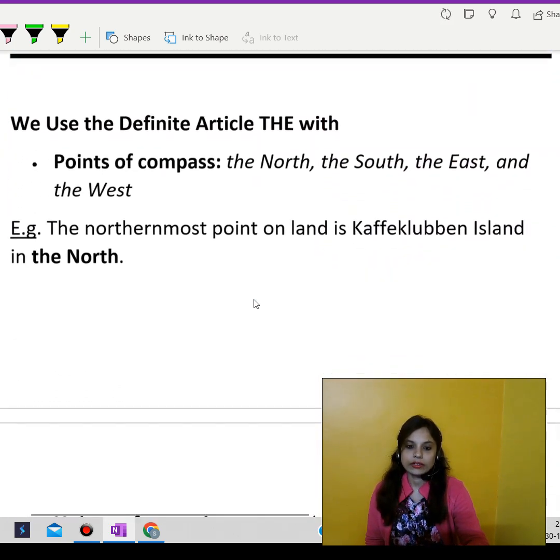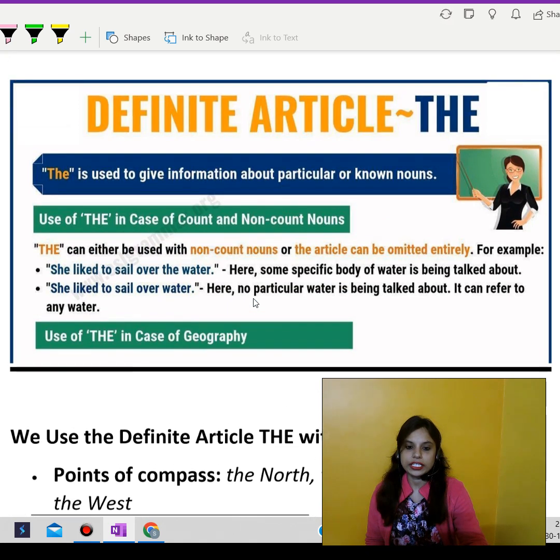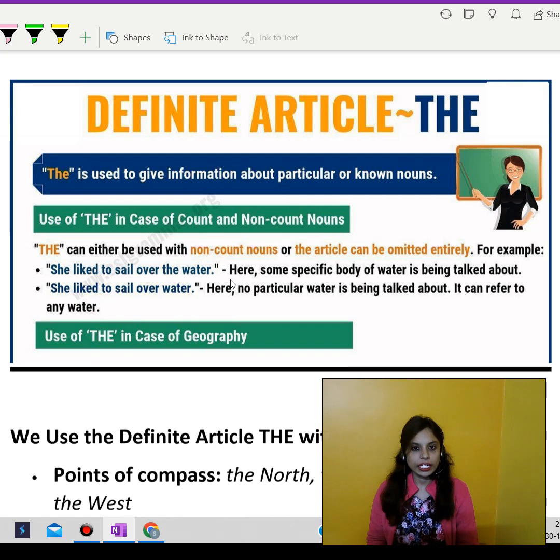Now let's talk about the article the, which is the definite article. Sometimes the can be used as the article, or sometimes it can be omitted also. Like, she liked to sail over the water. She liked to sail over water. Okay. So why is the placed here? Because some specific body of water is being talked about. And in the second sentence where the is omitted, no particular water is being talked about. It can refer to any kind of water.